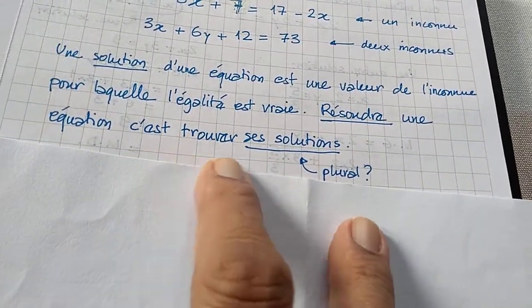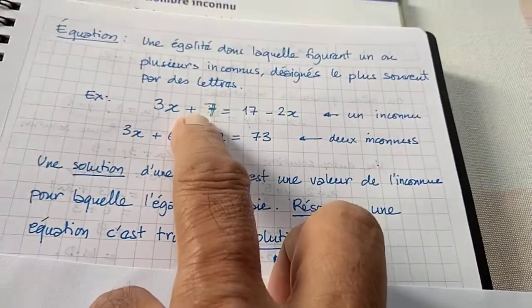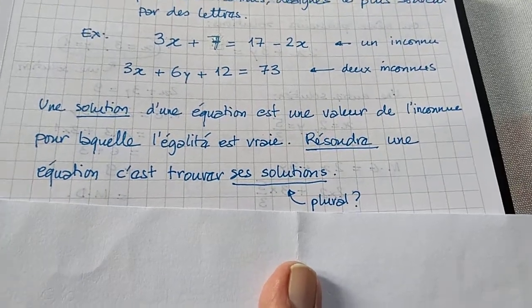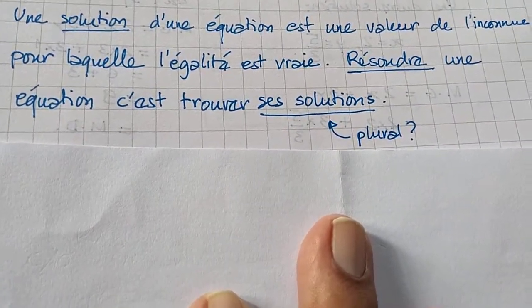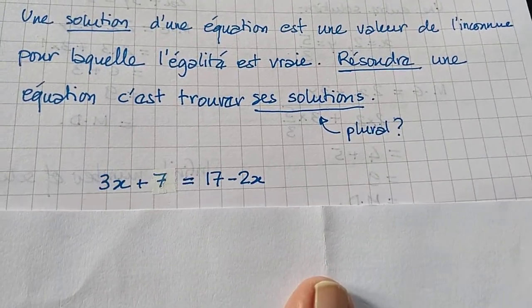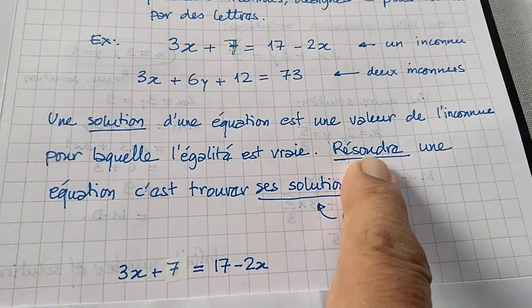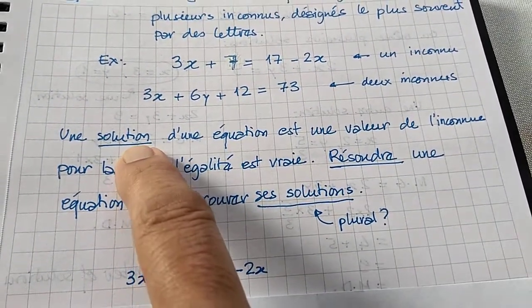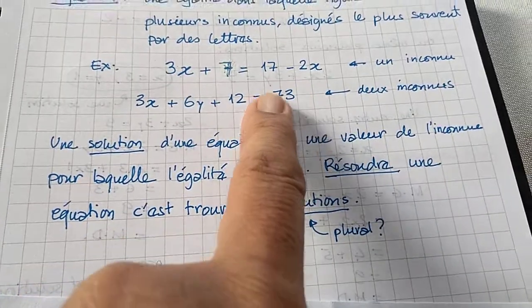Résoudre une équation, c'est trouver sa solution. In this particular case, there's only one solution, but some equations have more than one solution. Some equations have no solution. We'll see that in this video itself. Okay. So we take that equation and we'll try to solve it, that is résoudre cette équation pour trouver la solution, which will turn this into where the left side will equal the right side.